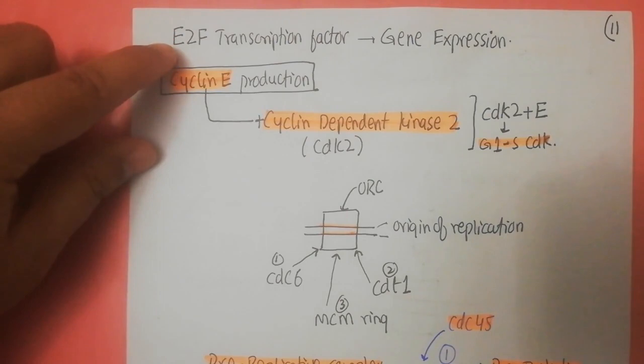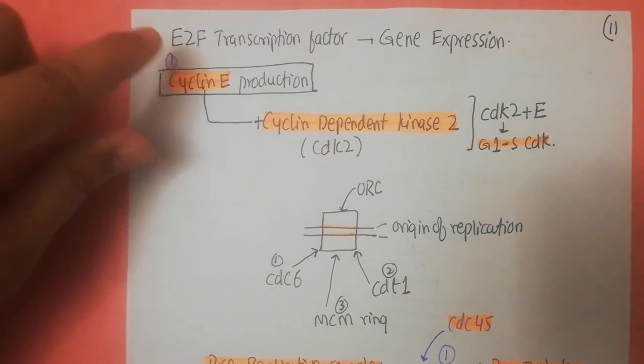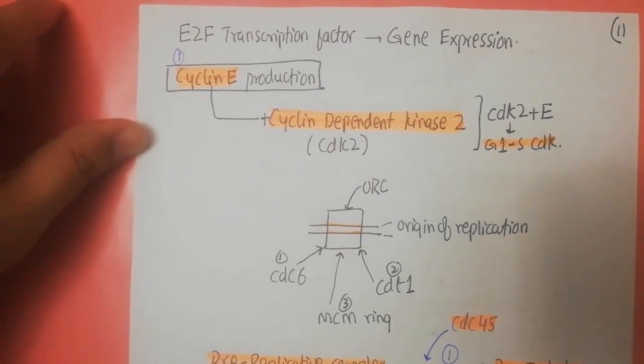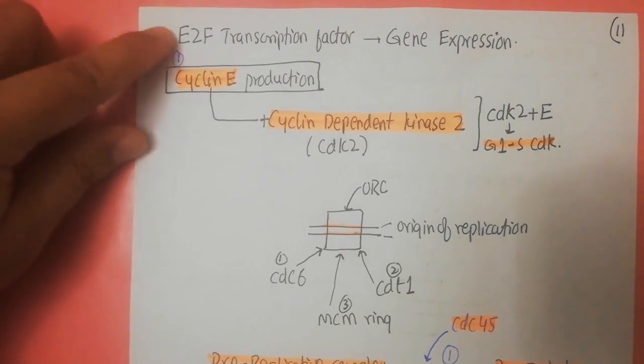The G1 CDK was actually phosphorylating the retinoblastoma protein and was converting the retinoblastoma from the hypophosphorylated form into the hyperphosphorylated form. And when the retinoblastoma protein was converted into the hyperphosphorylated form, it was not able to interact with the E2F transcription factor, and the E2F transcription factor was released.